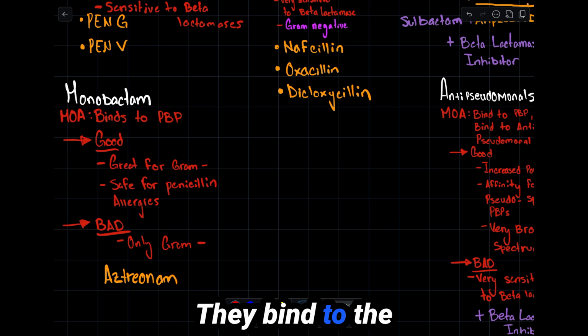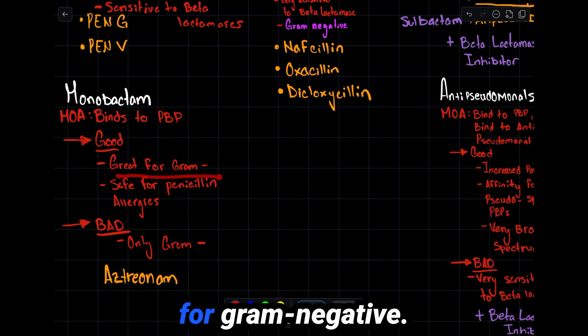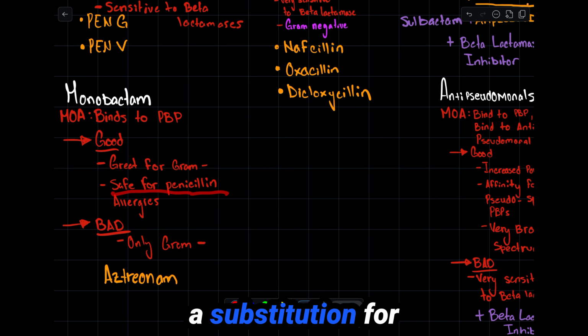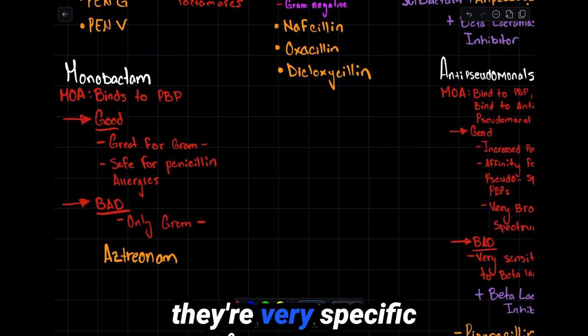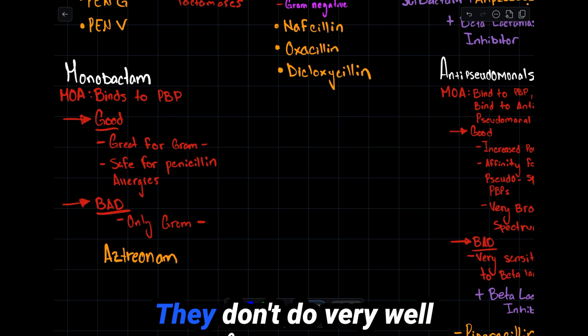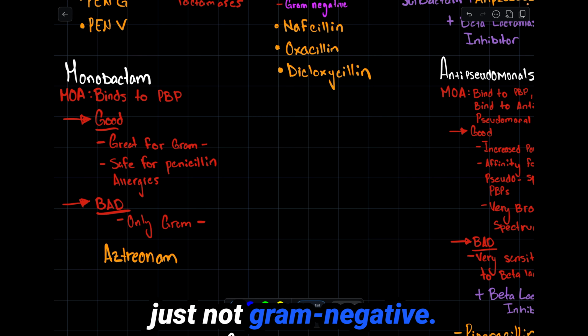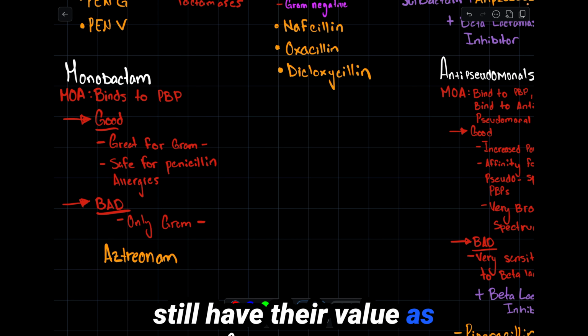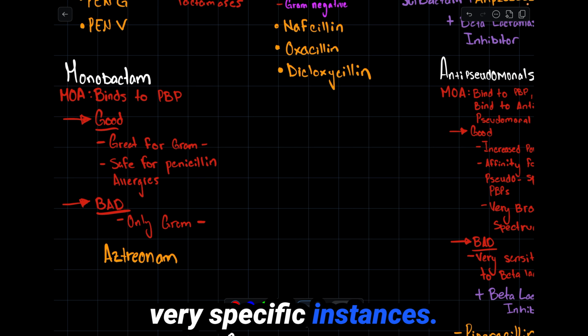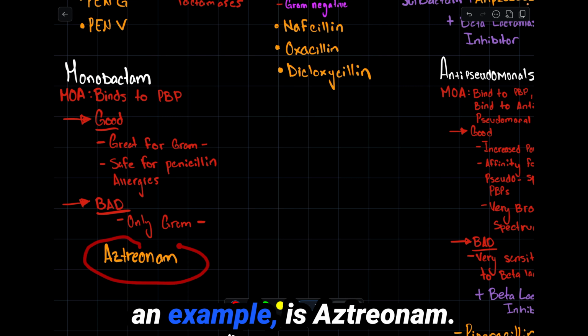Same principle. They bind to the penicillin binding protein. These guys are great for gram-negative, and they're safe as a substitution for a penicillin allergy. The bad thing about monobactams is that they're very specific to just gram-negative. They don't do very well with anything that's not gram-negative. They only do gram-negatives, and they don't even do anaerobes. But they still have their value as we can use them for very specific instances. And the monobactam, as an example, is aztreonam.